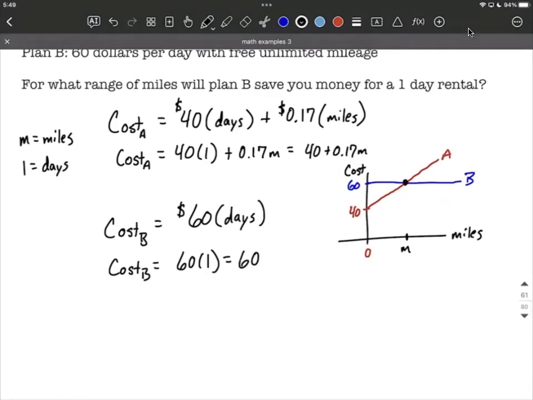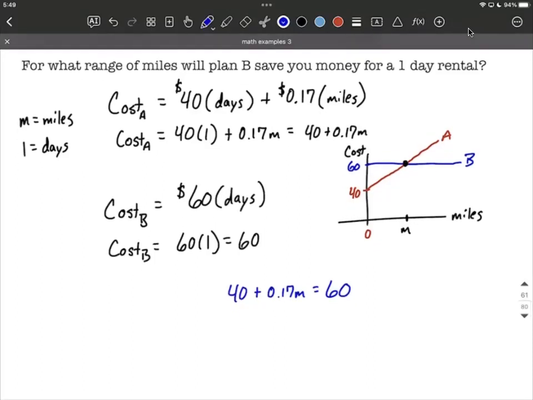So our representations: 40 plus 0.17 M, the cost for A, is going to equal the cost for B, 60. And all we have to do is solve this down for M. That's going to give us that ideal place where these cross, or they switch places and A becomes more expensive than B. So to solve this down, we want to isolate M eventually. To do so, let's subtract the 40 from both sides. This is a linear equation that we're solving down. 40 minus 40 goes away as we combine like terms.